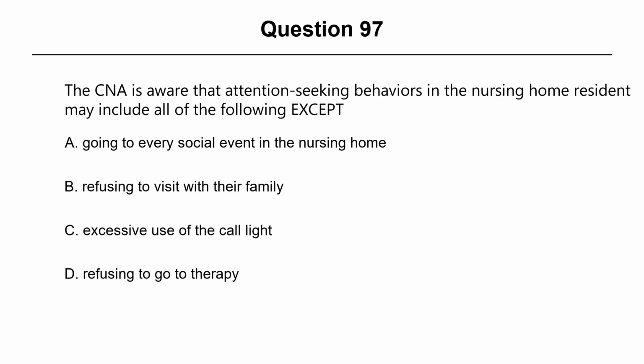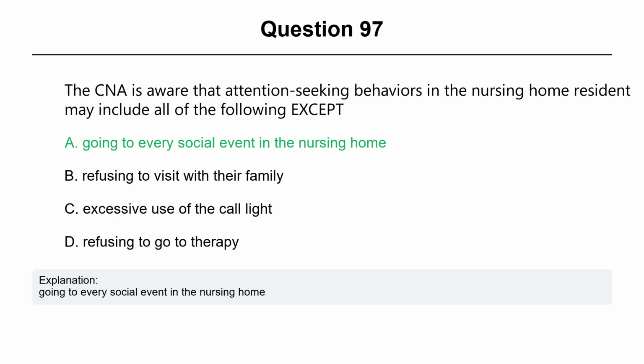Question 97. The CNA is aware that attention-seeking behaviors in the nursing home resident may include all of the following except option A, going to every social event in the nursing home, option B, refusing to visit with their family, option C, excessive use of the call light, option D, refusing to go to therapy. The correct answer is option A, going to every social event in the nursing home.